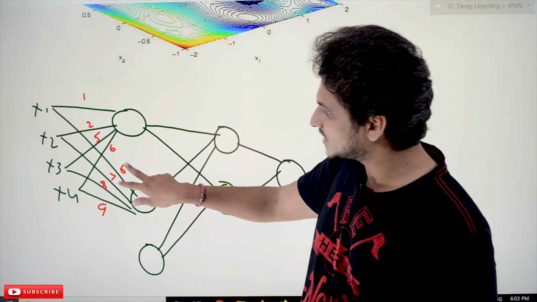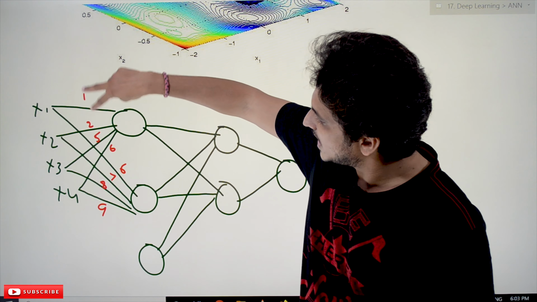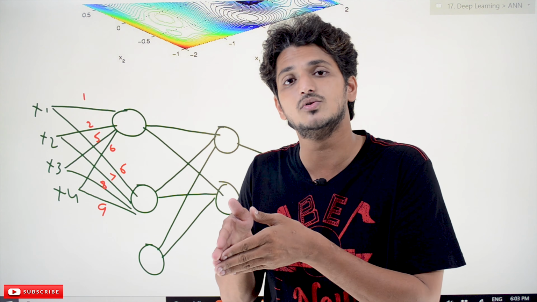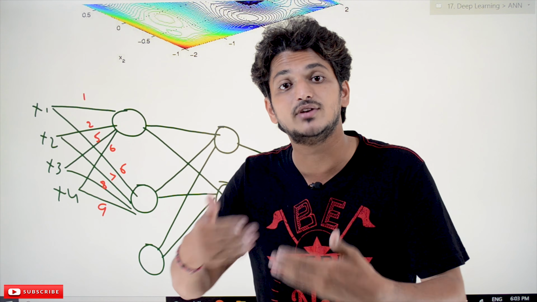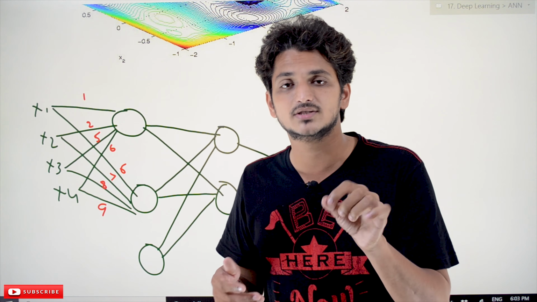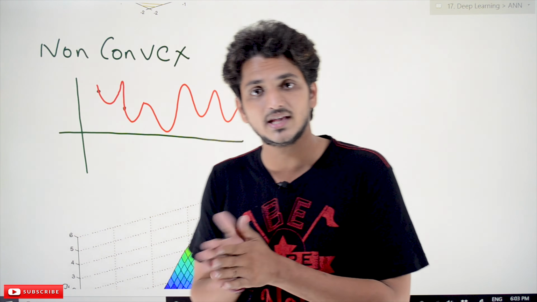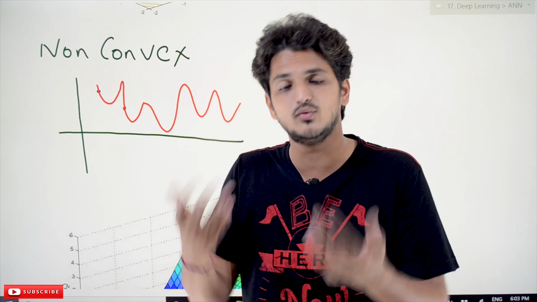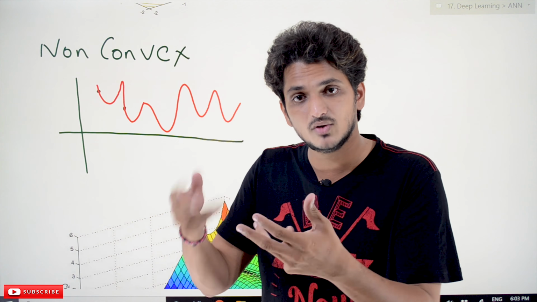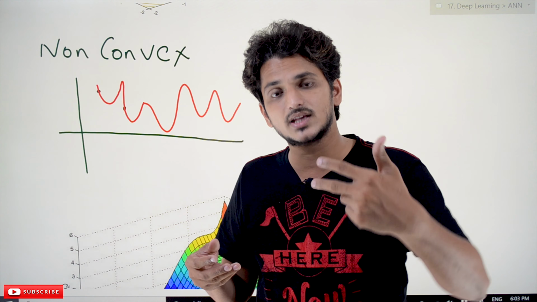Now let's change the situation. As we randomly selected, in the second situation we selected these values for this perceptron and these values for this perceptron. We are achieving the same loss value for different possibilities of W's. That's why it is called a non-convex function. With different W values we are getting the same loss value. That is why different possibilities are giving the same loss.